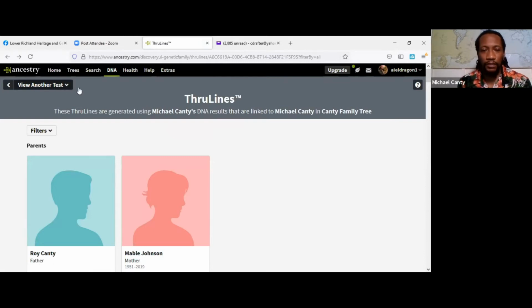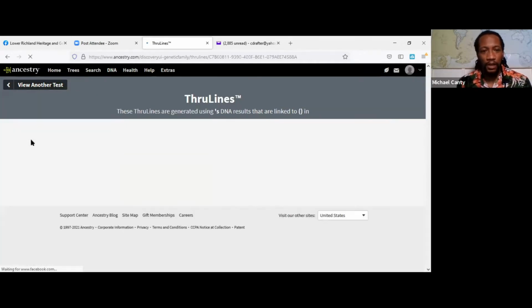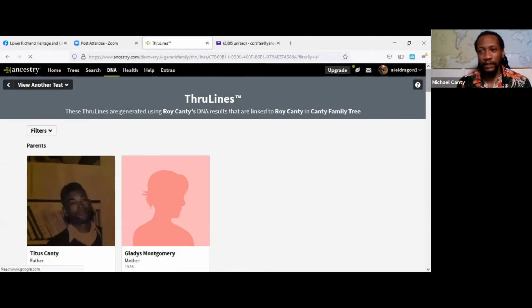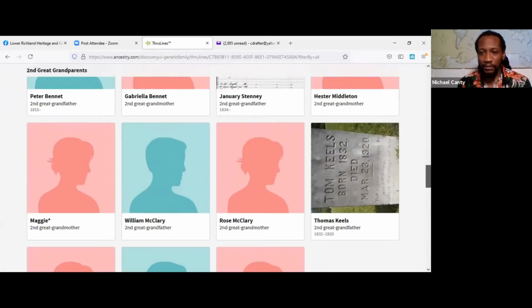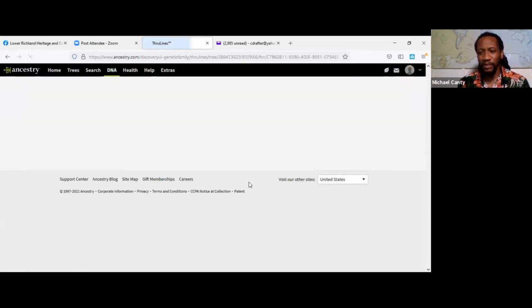Let's see if I can go to my dad, because my dad, for example, he never knew his grandmother's maiden name, and nobody knew it. Like nobody in the family knows it, and I basically almost gave up on that for now. And then I'm just scrolling through ThruLines, and then Rose McClary pops up, and I'm like, well, Rose is the name of my great grandmother, but I don't know if she was a McClary or not.